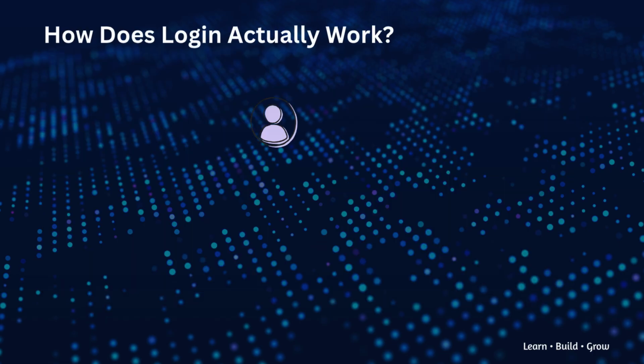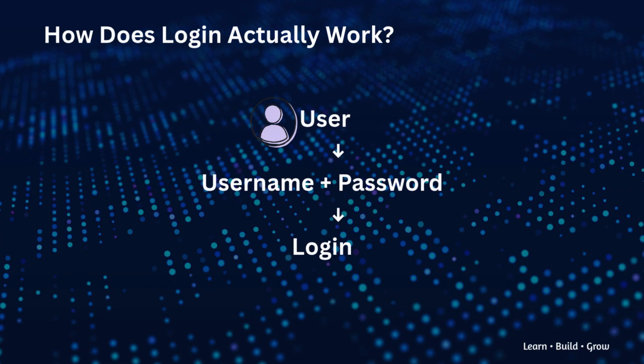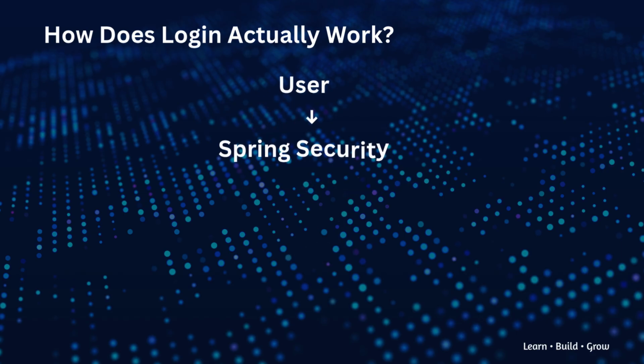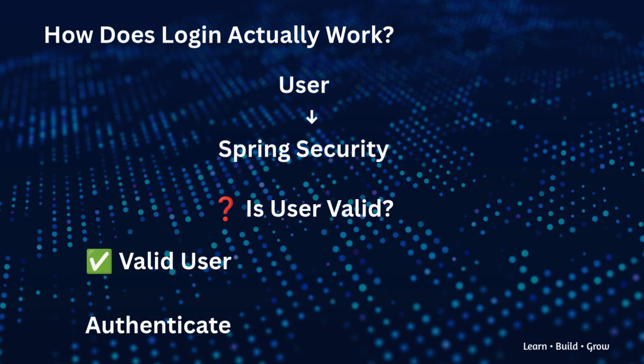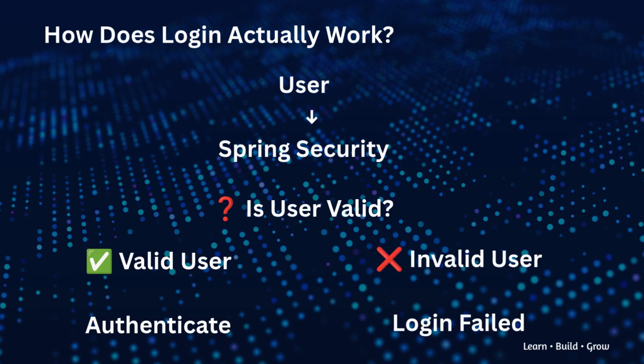So far, we have learned what authentication is, but what actually happens when a user clicks login? Instead of directly reaching your application, the login request first goes to Spring Security. Spring Security now verifies whether the user is genuine. If the credentials are correct, the user is authenticated. Otherwise, the login request is rejected.